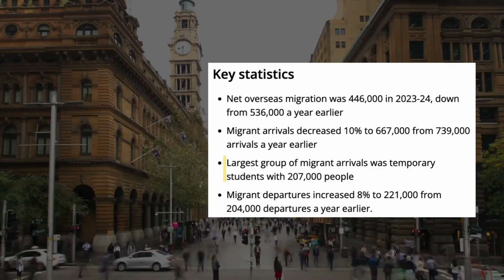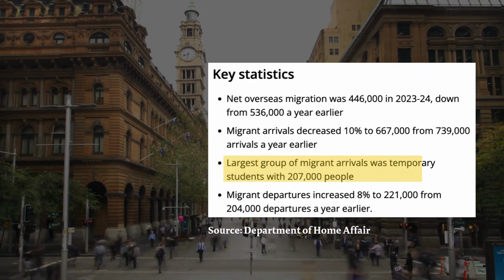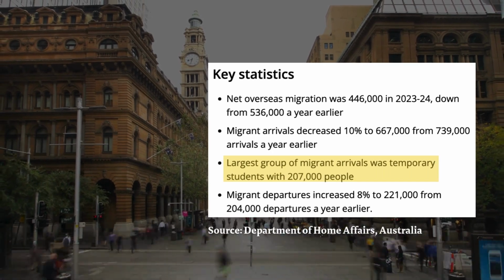In response, the government has stepped in, and one of their moves is to crack down on the inflow of international students, who are the largest migrant group. But is this the right approach? While the government believes so, others disagree. Let's talk about international students and their role in Australia's housing market.